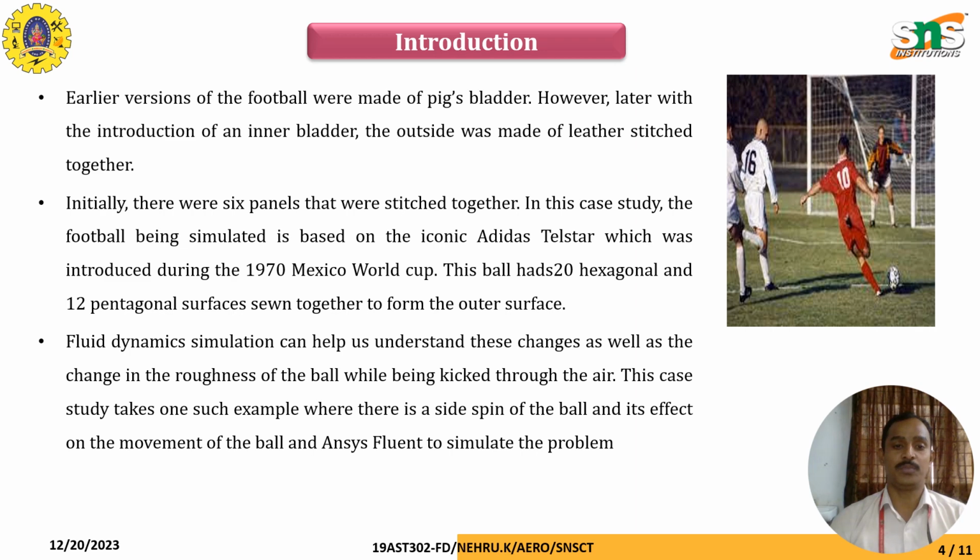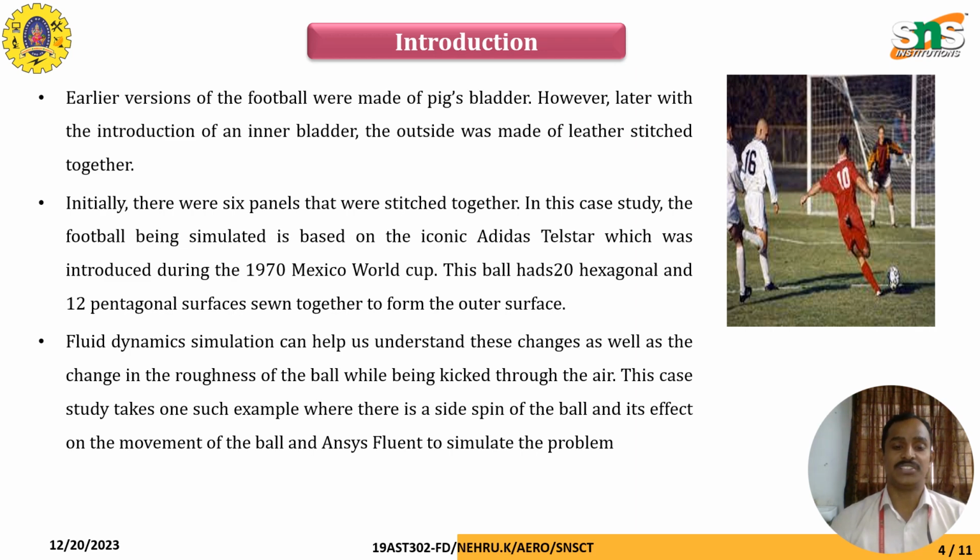The earlier versions of the football were made of pig's bladder. However, later with the introduction of an inner bladder, the outer side was made of leather stitched together. Initially, there were 6 panels stitched together. In this case study, the football being simulated is based on the iconic Adidas Telstar, which was introduced during the 1970 Mexico World Cup. This football has 20 hexagonal and 12 pentagonal surfaces together forming the outer surface.